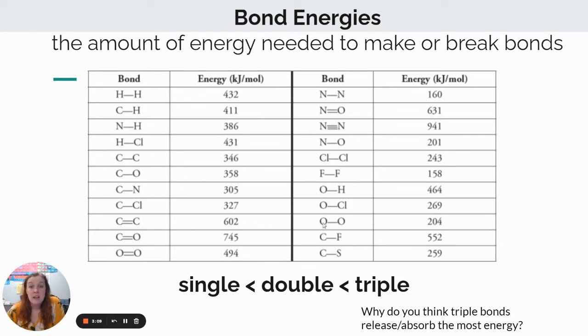Now, here's the thing. If you think about what it takes to break 1 stick versus 2 sticks, it takes more energy to break 2 bonds or 2 sticks than 1 stick, right? But also note that 204 and 494, that is not an equal 1 to 2 ratio. So you can't just assume that because it's a double bond, it is twice the amount of energy needed to break that bond. So more bonds means more energy, but make sure you don't just assume what the value is. Come back to your chart and use the number given to you.